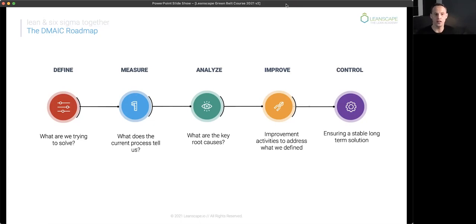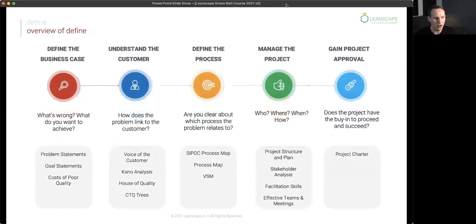So let's go through these in a little bit more detail, now that we've run through them. When we talk about define, we are talking about defining the business case. What's wrong? What do we want to achieve? This is really important because that business case is the reason why the business is going to move forward with this. If that business case doesn't talk to the business, to your managers, to the senior people and what they're trying to achieve, you won't get the support. So we need to make sure we define carefully what the business case is.